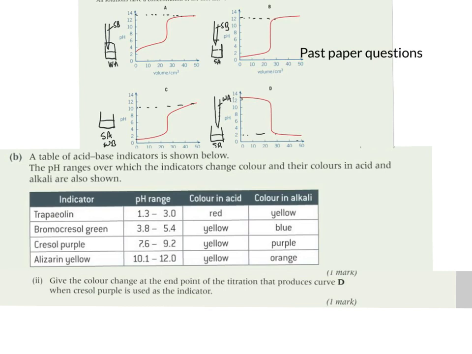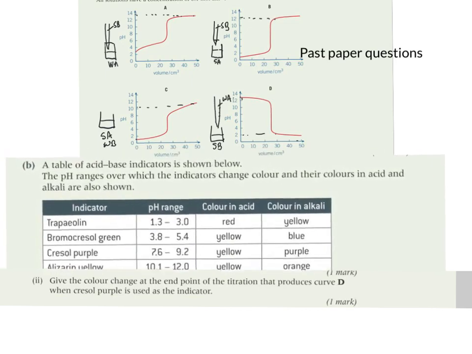The final question says give the colour change at the end point of the titration that produces curve D. And that's this time when we're starting off with a strong base and we're adding an acid to it. So it's going to start off with its colour in alkali, and we can see cresol purple starts off as purple when it's in alkali. Over the pH change, it's going to go from purple with excess alkali to yellow. So it's going to be a mix between purple going to yellow. So the end point is going to be yellow.